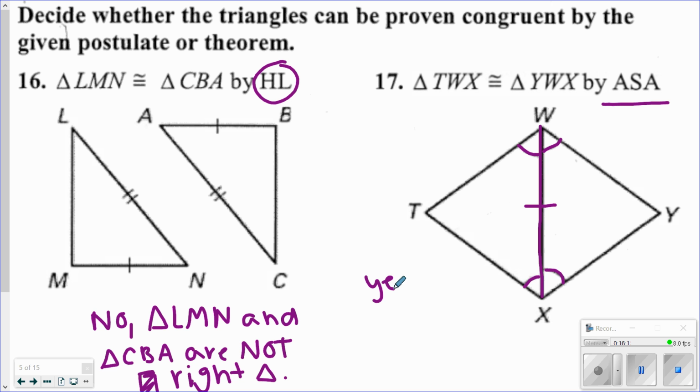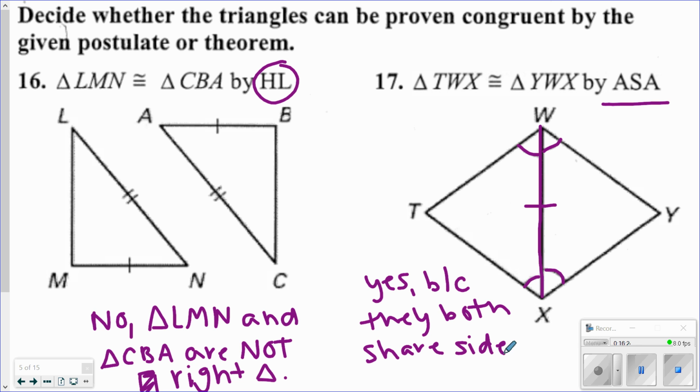So yes, the reason: because they both share side WX.